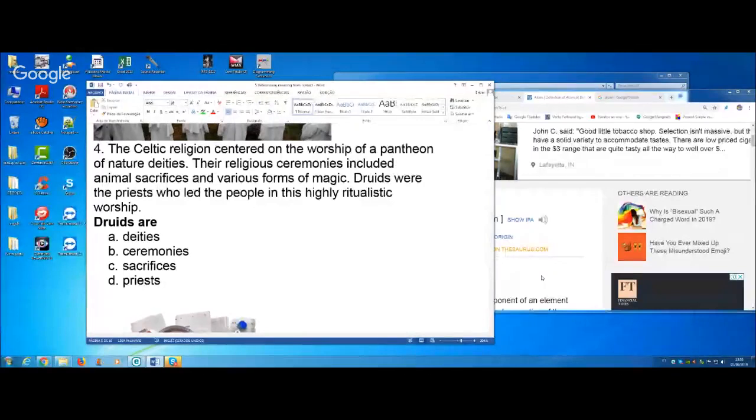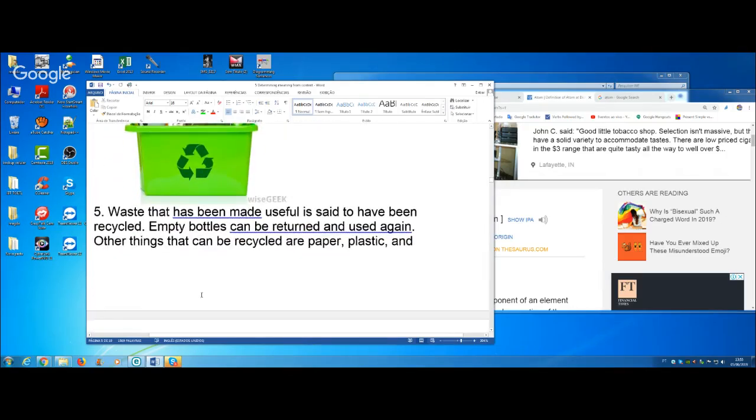Druids, deities, ceremony, sacrifices... priest. Okay, let me check. Druids were the priests. Priests. Druids are priests. It's not that hard, is it? Once you know the technique, you know where to look. Right. Priests.